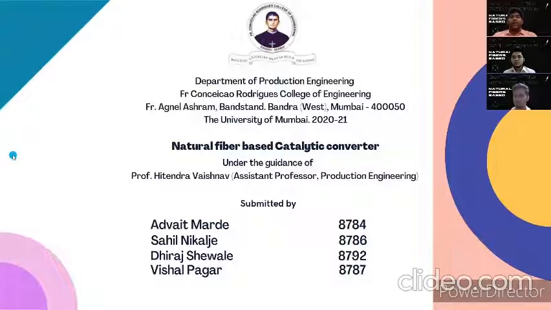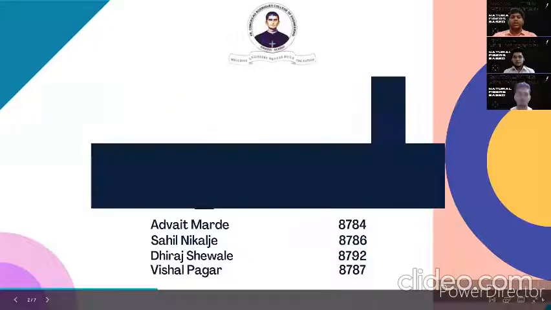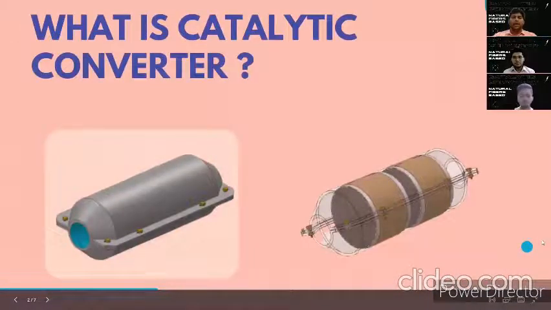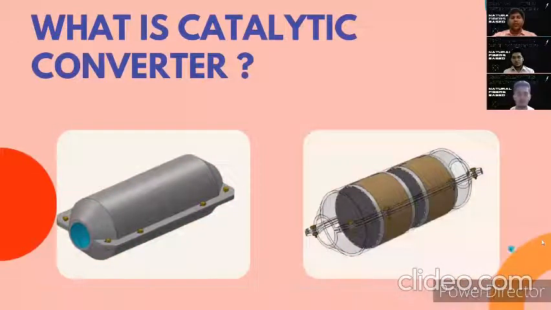The exhaust of every vehicle has toxic gases in it. A catalytic converter is a device which reduces toxicity before releasing the gases into the air. Our topic for the project is Natural Fiber Based Catalytic Converter. Hello, my name is Advait and I am working on this idea with my teammates Sahil, Dheeraj and Vishal.